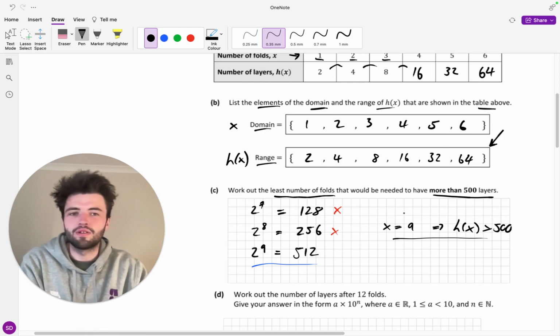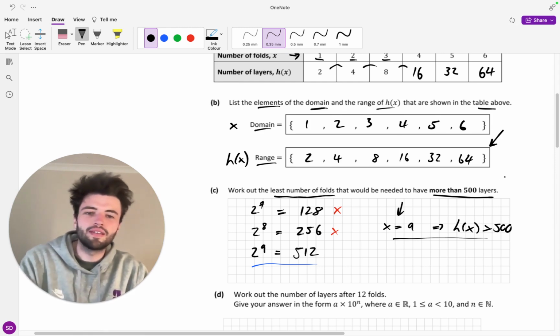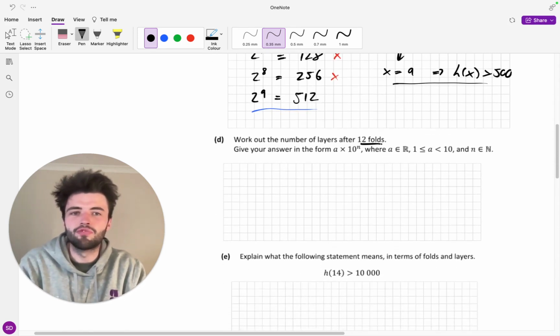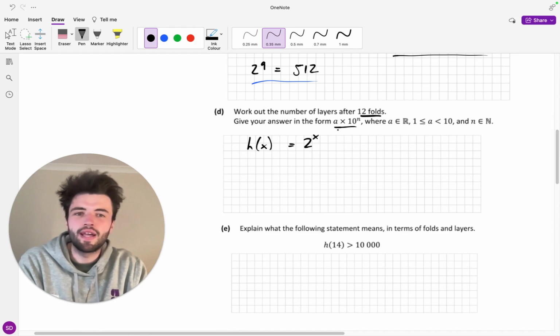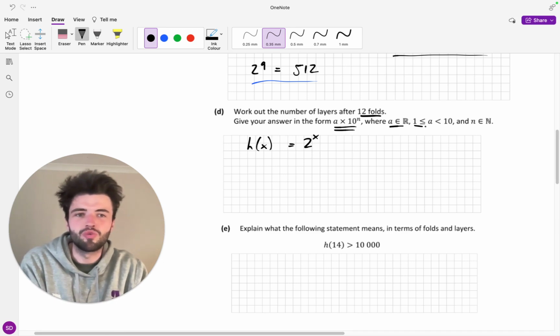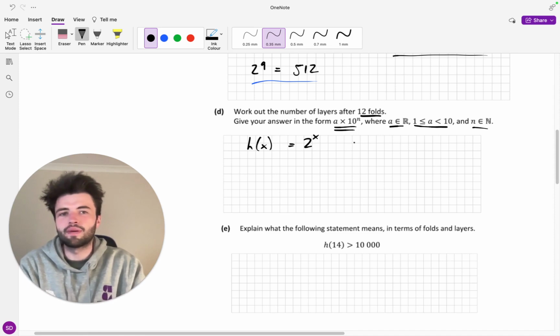Of course, x here is the number of folds, so that's going to be grand for part C. And then for part D, we're asked to work out the number of layers after 12 folds. And we're also asked to give our answer in the form a times 10 to the n, where a is a real number and a is also between 1 and 10, and n is a natural number. So they're asking basically for a special form here.